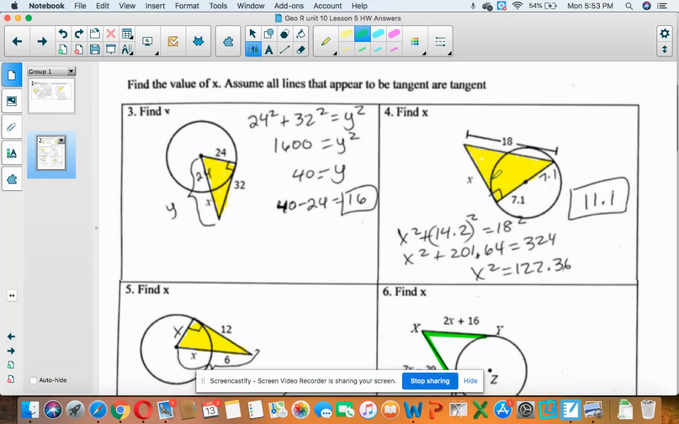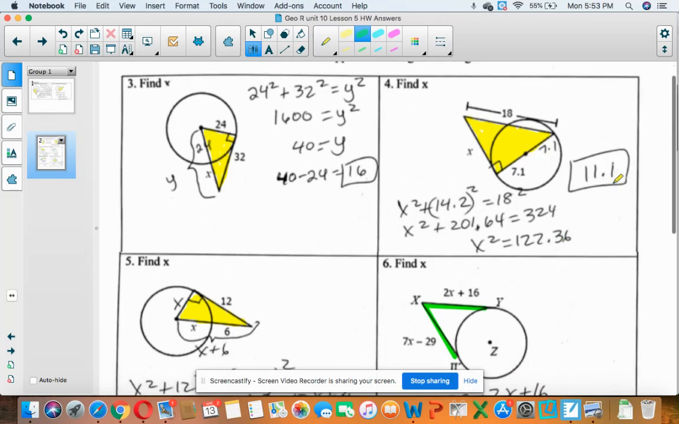So number 4, I'm also finding x. X is the side of this right triangle. Again, this is tangent and this is a diameter, so it must be perpendicular. The hypotenuse is 18. The radius is 7.1. This 7.1 is also a radius, so this whole side right here is 14.2. So x squared plus 14.2 squared equals 18 squared. 14.2 squared is 201.64. I subtract that from 324 because that is what 18 squared is, and I get 122.36, and I take the square root of that and I get 11.1.